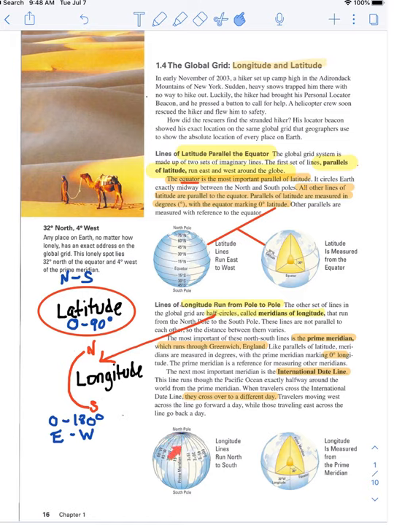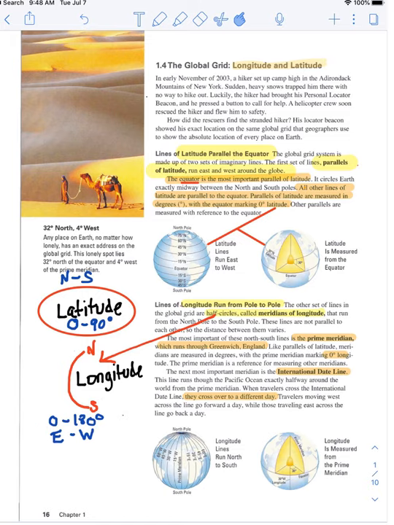Now, just like our lines of latitude, these lines run north and south, but they're measured in east or west. This diagram right here is showing you the idea that these lines are only half circles, and at the north and the south pole they actually change, and on this side they're actually a different line. Whereas latitude runs from 0 to 90, longitude runs from 0 to 180.